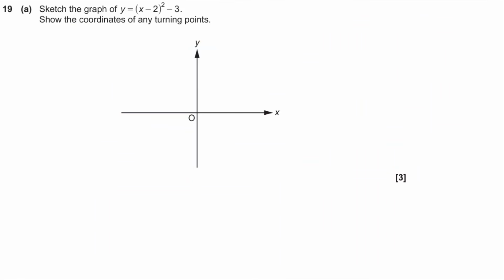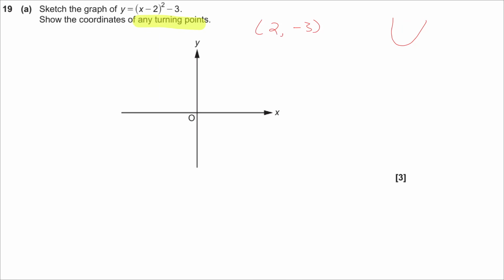Now on to question 19a. It is sketch the graph of this. Show the coordinates of any turning points. So this is in completed square form, and you've got to be able to recognize that it's a quadratic, because it's going to give you x squared. And it's positive, so it's going to be something in this format here. Basically, the coordinate of the turning point is the opposite sign of the bit in the bracket, so plus 2, and you keep this one the same. So the turning point is going to be 2 and then minus 3.